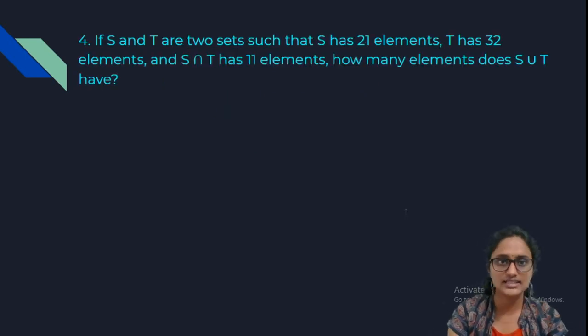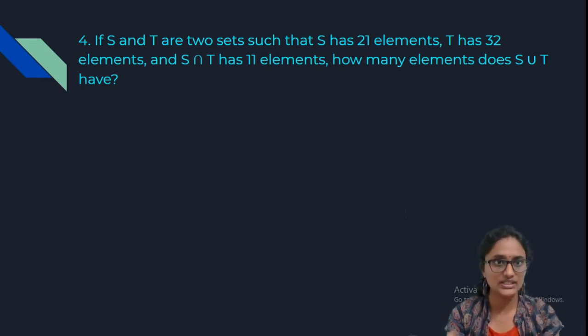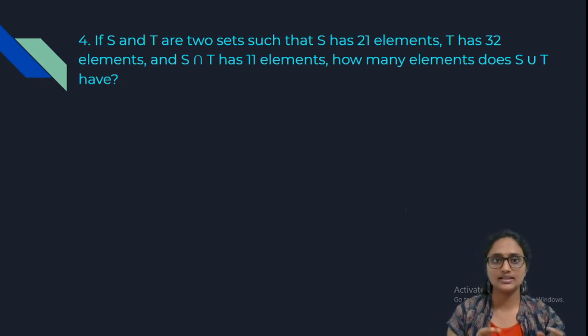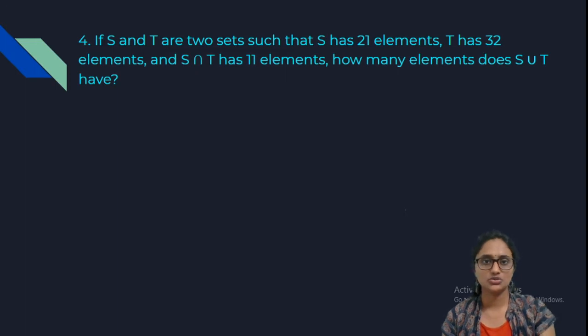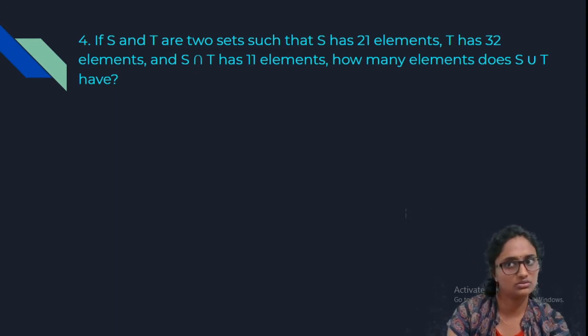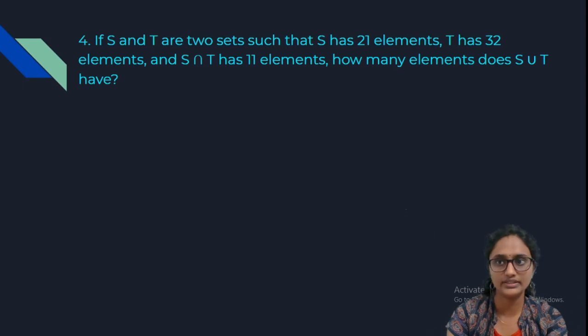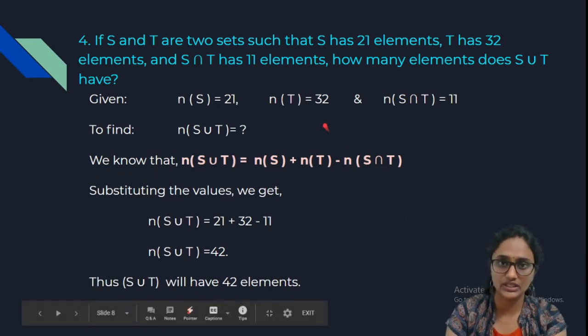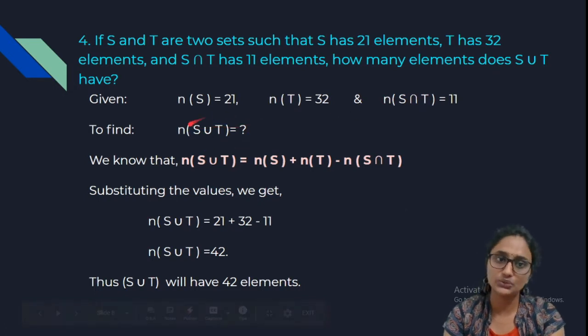If S and T are two sets such that S has 21 elements, T has 32 elements and S intersection T has 11 elements, how many elements does S union T have? Till now we were finding the number of elements in S intersection T. So now they have changed the question a little, to S union T. We will be using the same formula. We are given n of S is equal to 21, n of T equal to 32 and n of S intersection T equal to 11. N of S union T we need to find.